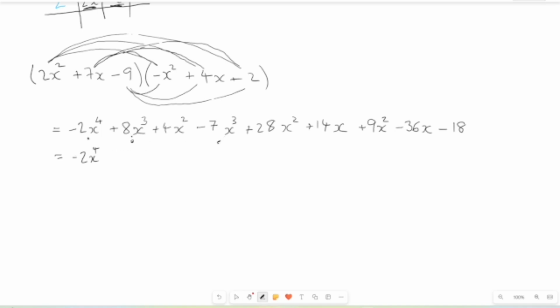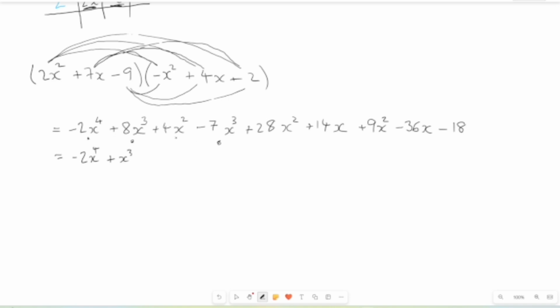And that's 8 minus 7, which is just 1x cubed. So we don't bother writing the 1, it's x cubed. And because we've got more 8s than 7s, we're taking positive 8, take away 7 leaves us a positive. So that's a plus sign there. So that's dealt with these two. Move on to the x squareds.